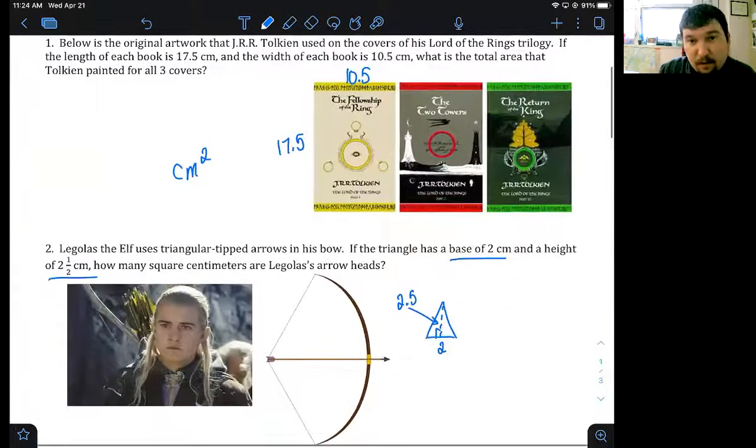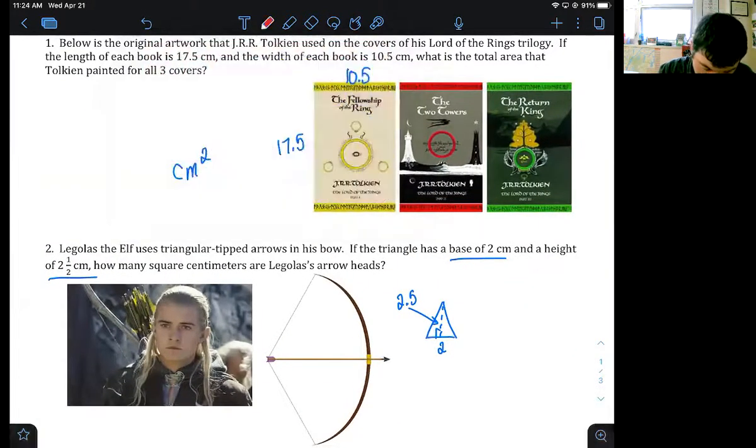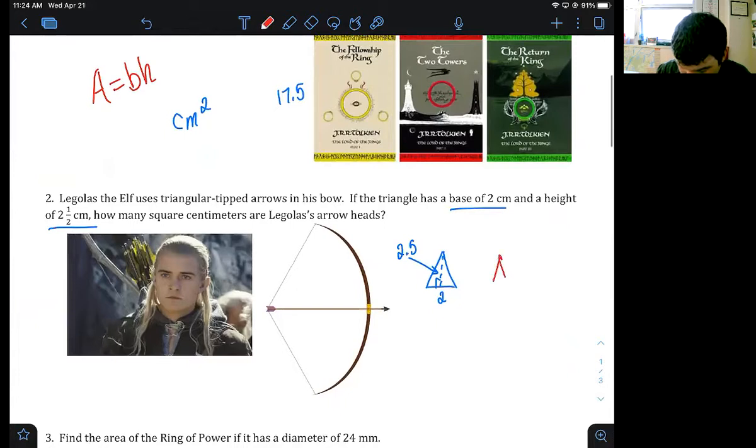So the formula to find the area of a rectangle we know is base times height. The formula to find the area of a triangle is 1/2 base times height, or base times height divided by 2. So you're going to multiply and then divide by 2 to get your answer there.